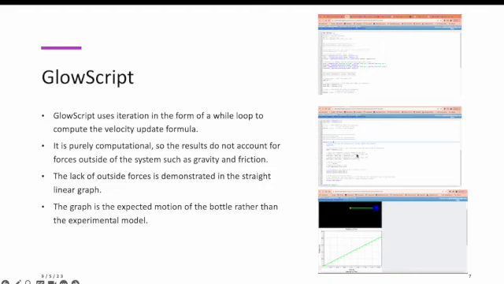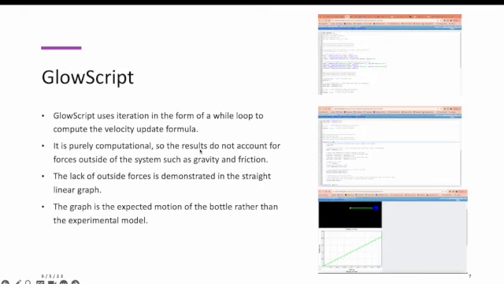And then this is the GlowScript right here. The code starts here. Most of this was just from the sample code that they gave you, and then you just had to make slight variations to the initial position and velocity. It uses a while loop, which is a form of iteration, and that computes it using the velocity update formula.